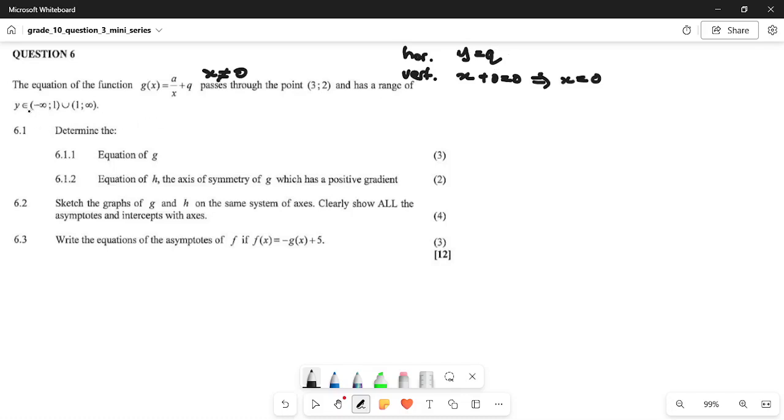And we are given additional information there. We are told where this function g is defined for our y values. So notice that this function is defined everywhere except when y is equal to 1. So when y is equal to 1, this function is not defined. Therefore our value of q is 1. So I can rewrite this: our horizontal asymptote is y is equal to 1.